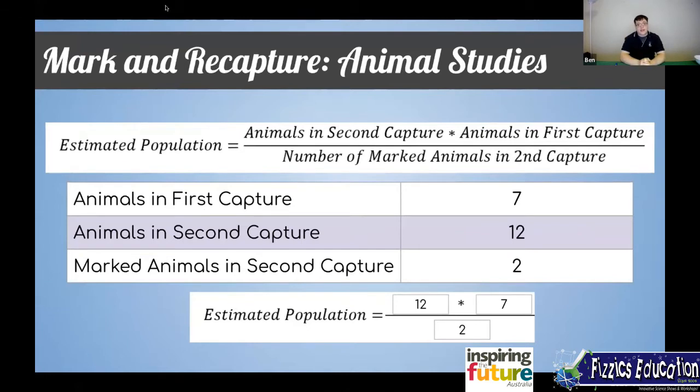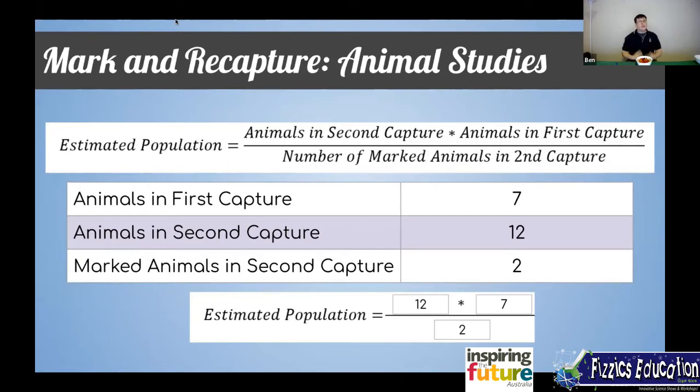12 times 7 is 84. Divided by 2 is 42. So we've estimated that the population of this bowl of jelly babies is 42. It looks pretty complicated, but it's just counting three things, multiplying two of them together and dividing. So about 42. Now, we didn't count this beforehand, and I can tell you that there are 66 jelly babies in here. So it's not a perfect answer, but it's a pretty good estimation.